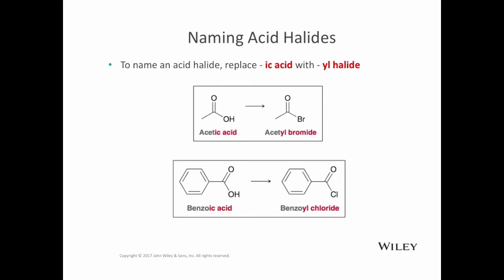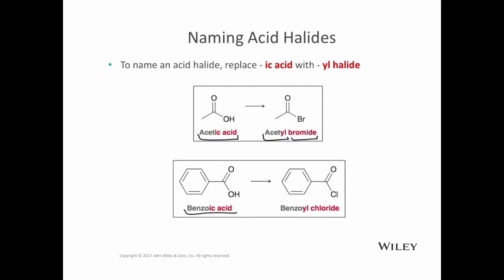To name an acid halide, you're going to replace the IC acid for the parent carboxylic acid with YL and then whatever the halide is. So if we had acetic acid to begin with and we replace the OH with the bromine atom, then the acetic becomes acetyl, and then we use the term bromide.